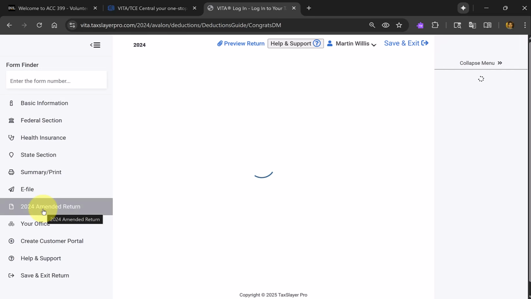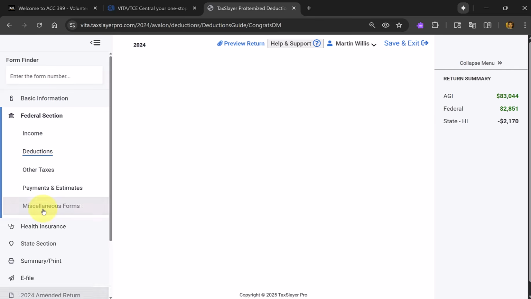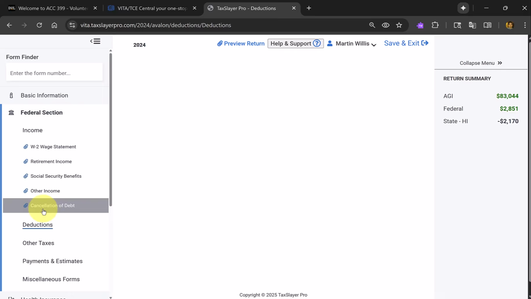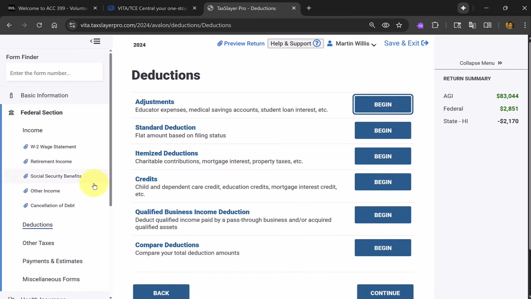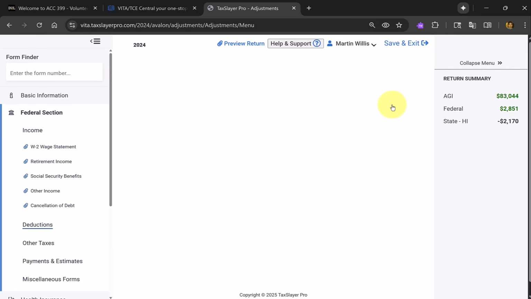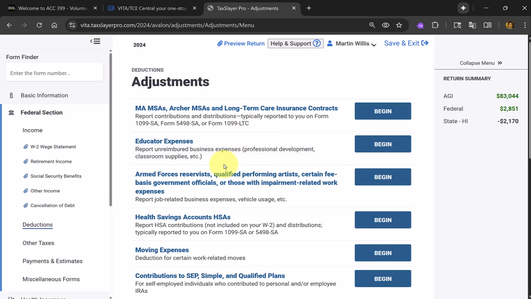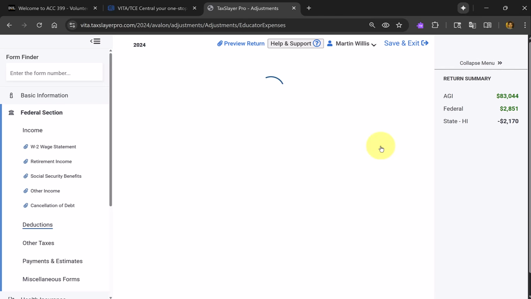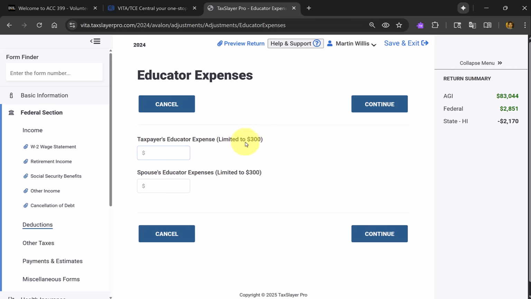And there's different types of deductions. Yeah, before I forget, Martin's deductions. This educator deduction is a type of deduction called adjustment versus itemized. So let's go in here first. Adjustments. Educator expense. The maximum is 300.